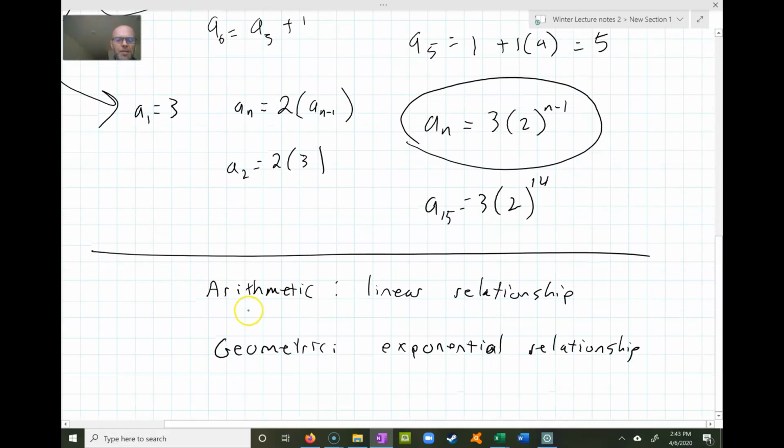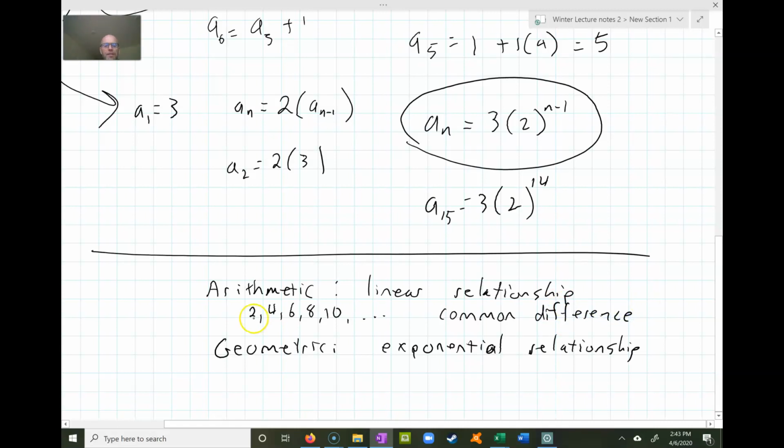And we can give you some other examples, like, for example, 2, 4, 6, 8, 10, and so on. That would be an example of an arithmetic sequence, because notice there's a linear relationship in the sense that it's growing linearly. This goes up by 2, goes up by 2, goes up by 2, goes up by 2. So that would be considered an arithmetic sequence. An arithmetic sequence always has a common difference between terms. That's how you know it's an arithmetic sequence.